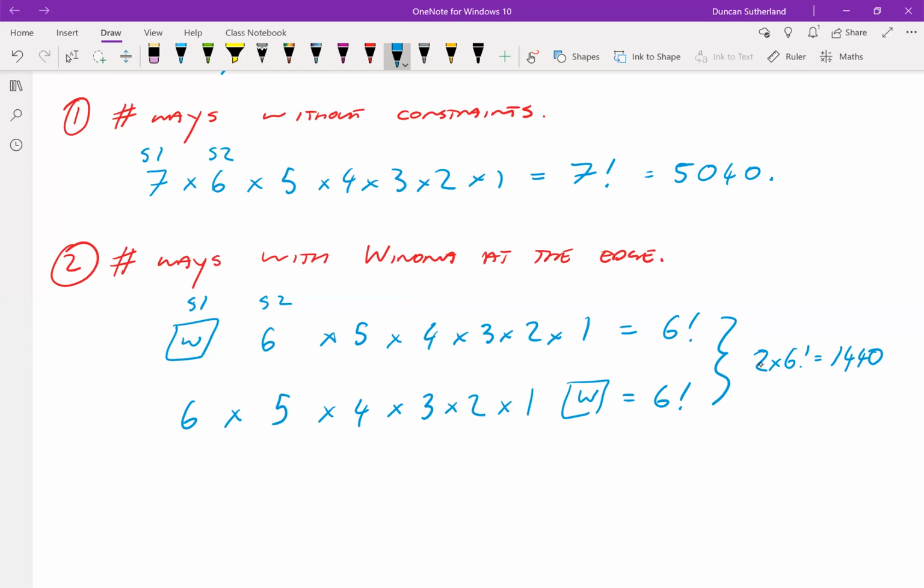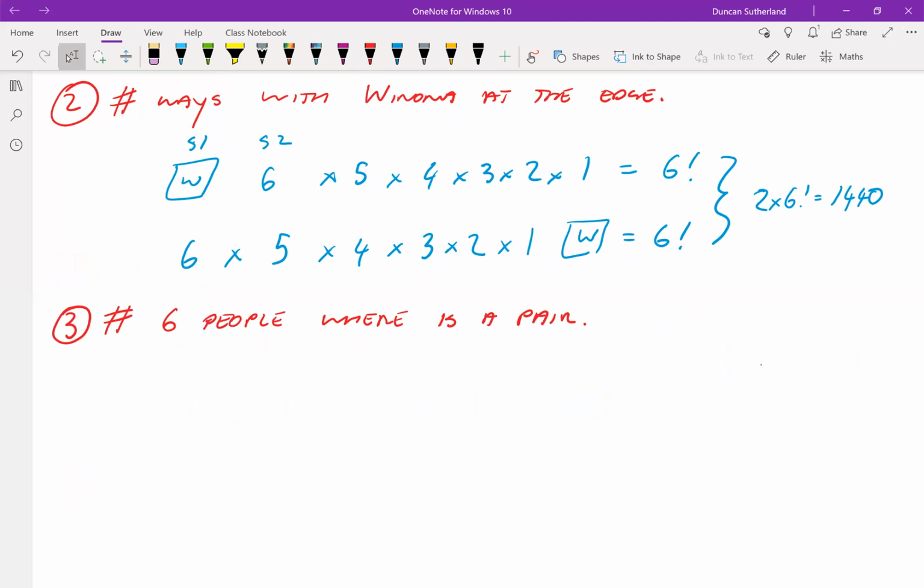The last thing we've got to do is figure out how we deal with the John-Chloe pair, right? So these 2 people hate each other, so they don't want to sit next to each other. So the number of ways of arranging 6 items, or 6 people, where one item is a pair.